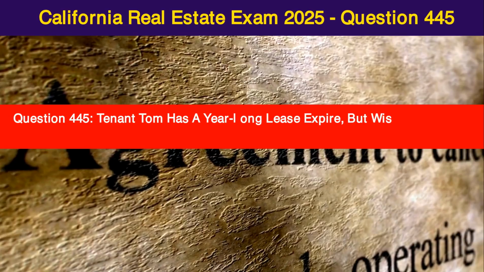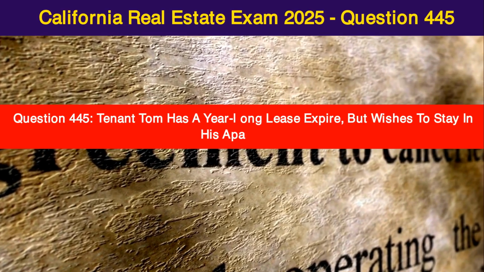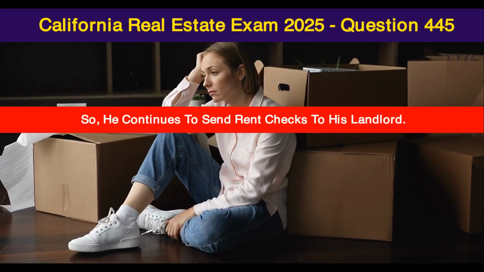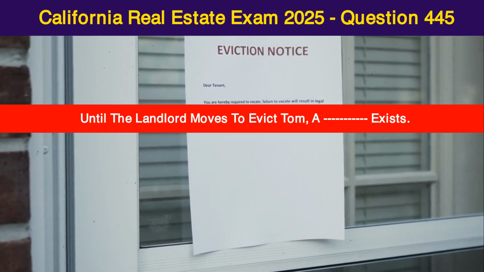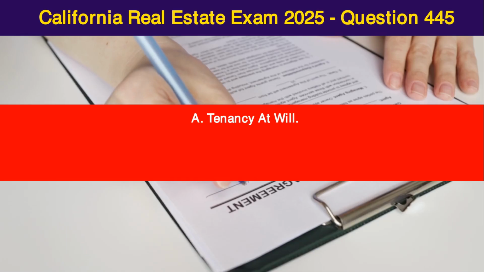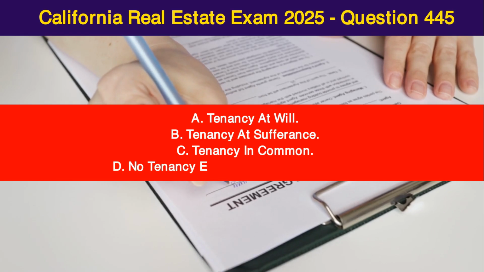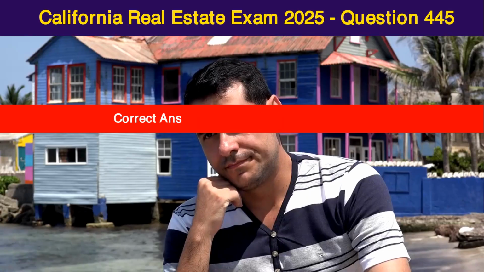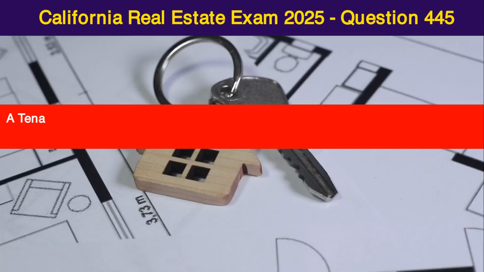Question 445. Tenant Tom has a year-long lease expire, but wishes to stay in his apartment. So, he continues to send rent checks to his landlord. Until the landlord moves to evict Tom, A exists. A, tenancy at will; B, tenancy at sufferance; C, tenancy in common; D, no tenancy exists, the lease has expired. Correct answer is B, tenancy at sufferance.